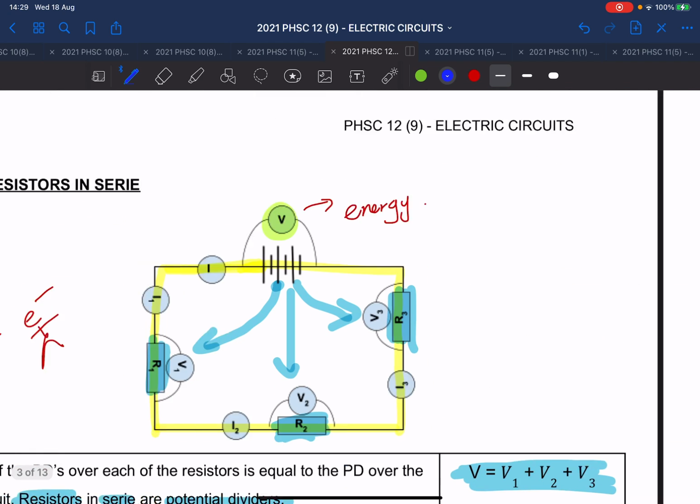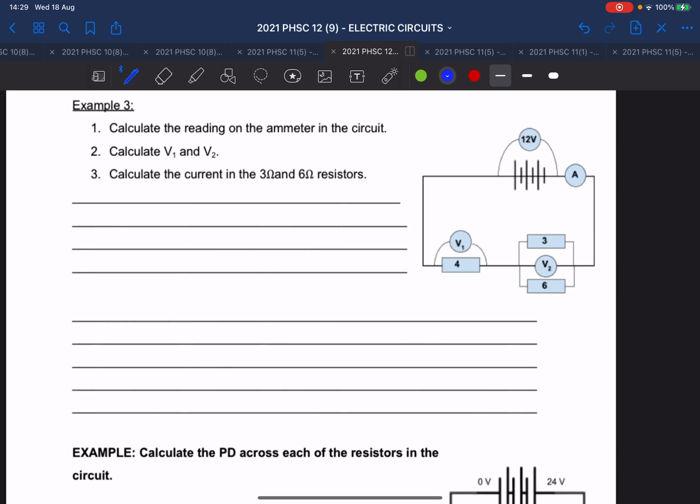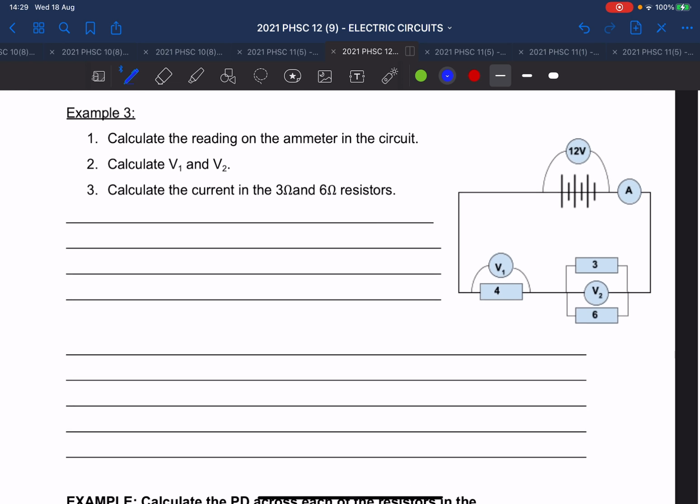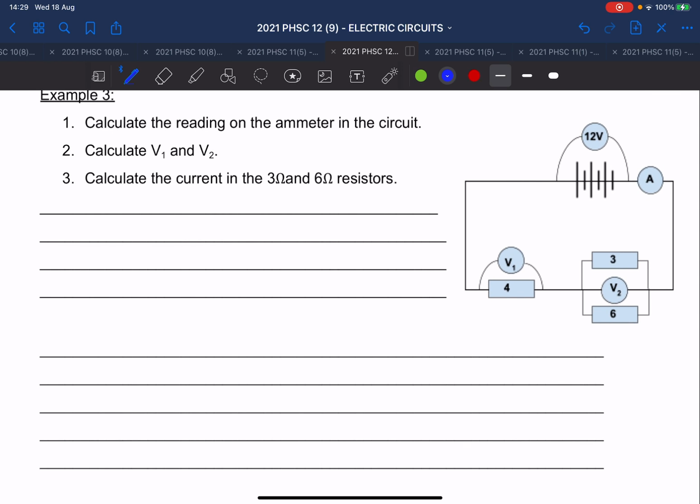Right. Let's just look at another concept that I want to practice. It says there, calculate the reading on the ammeter. Before I do that, I'm going to take out my highlighters and consider. So there my little man walks.